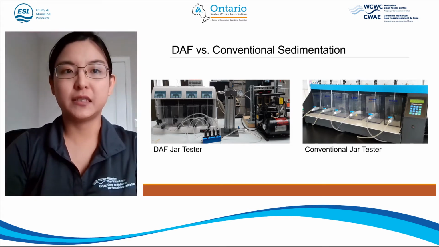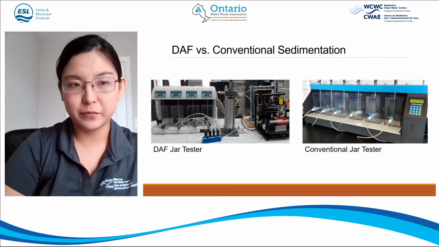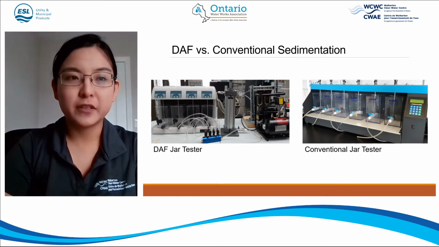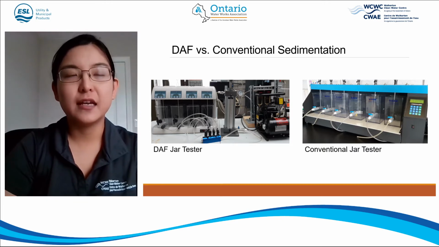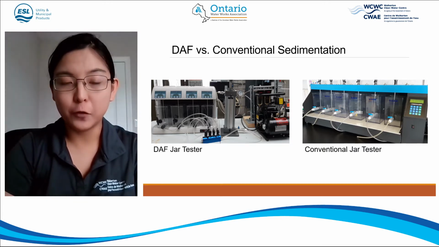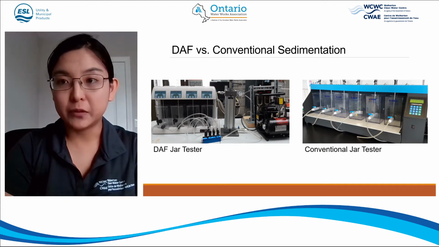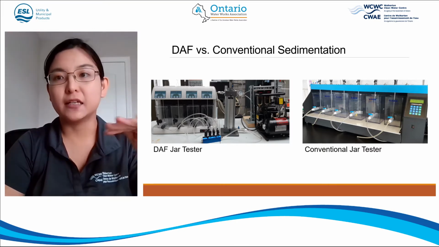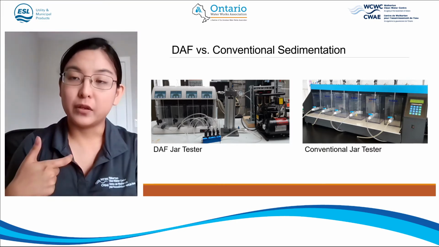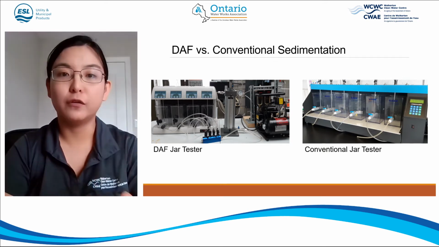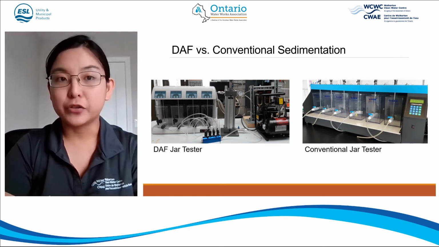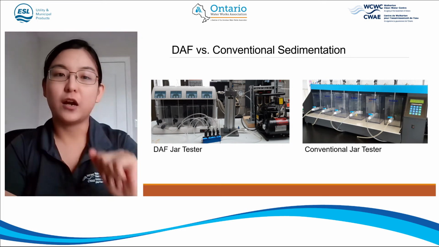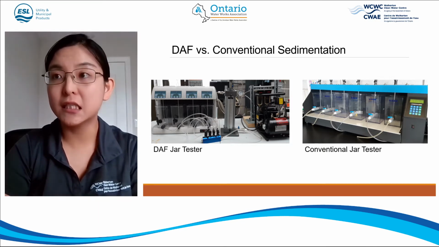So what's the difference between DAF and conventional? On the left-hand side of the picture is our DAF jar tester. The clarification process is like this: after flocs have been formed in the water, we pump microbubbles from the bottom of the tank, and then all of the flocs will form a blanket on the top, and the clear water will be sampled from the bottom of the tank. So that means no flocs will be settled. Compared to conventional sedimentation, all of the flocs will be settled at the bottom, with clear water on the top. So that's the difference between those 2 technologies.